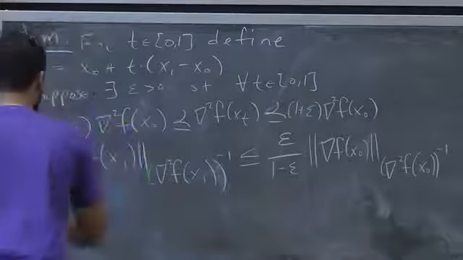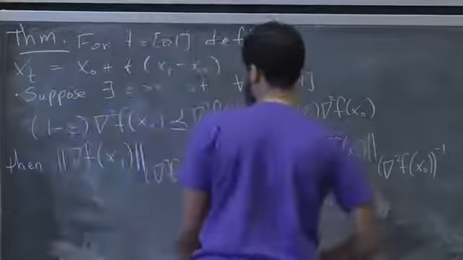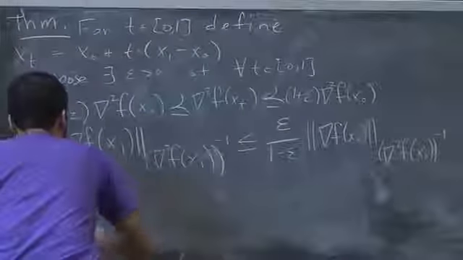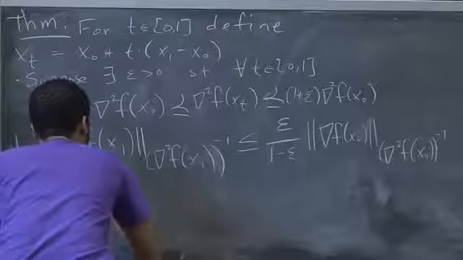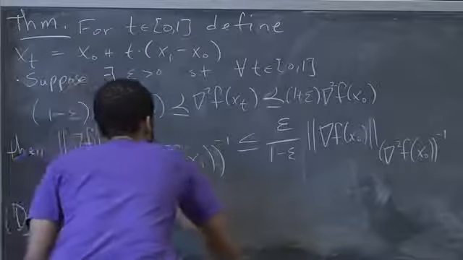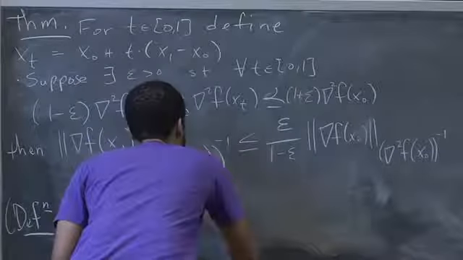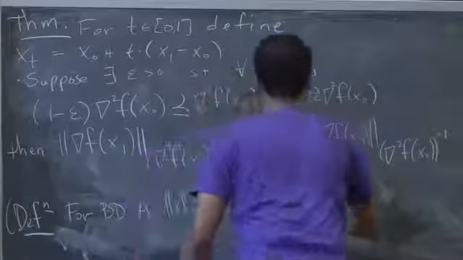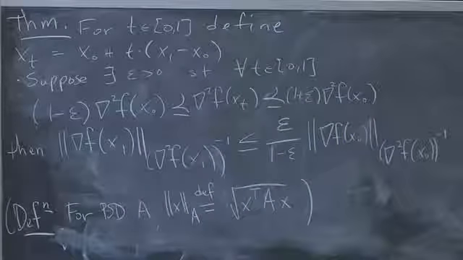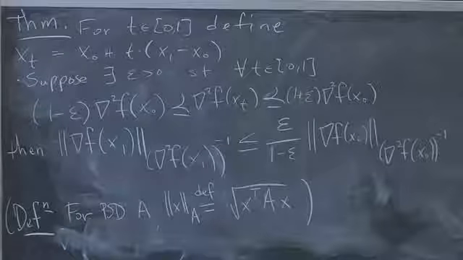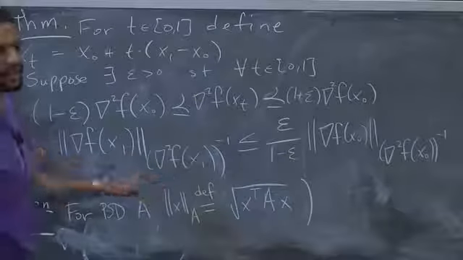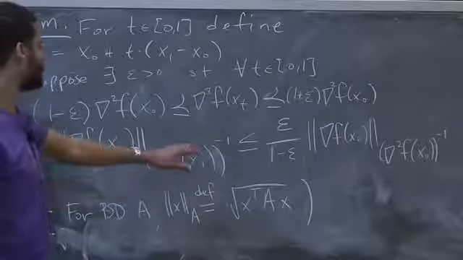Just a definition to make sense of the progress theorem. For a positive semi-definite matrix A, when I say the norm x sub A, by definition what I mean is the square root of x transpose Ax. So we'll get into why this is going to be useful for us in interior point in a second, but ignore this thing over here.